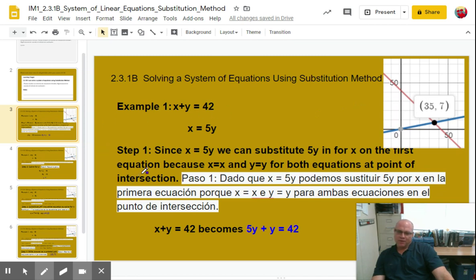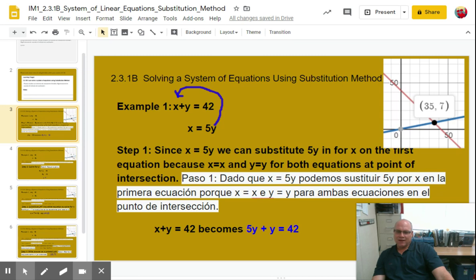So step one, see how we have x equals 5y? Well, since x equals 5y, we can substitute 5y in for x in the first equation. The reason we can do that is at the point of intersection, we know that x equals x, and y equals y for both equations. So x equals x, they'll both be 35. Y equals y at that point, they'll both be 7. So that's why we can substitute 5y in for x. And now what we end up getting is 5y plus y equals 42. So that's our first step.